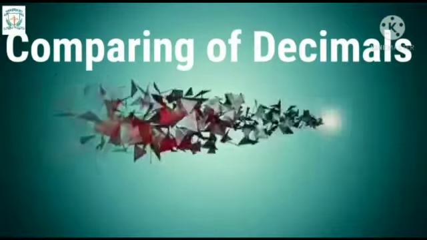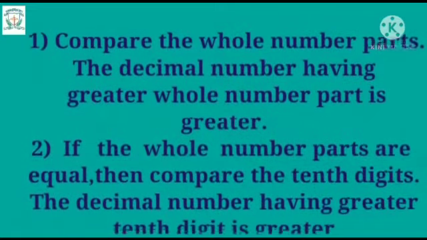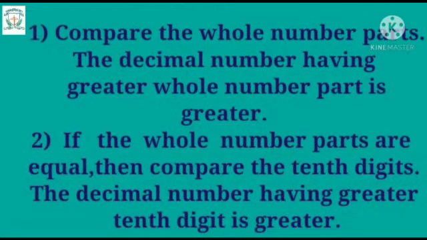Comparing of decimals. To compare decimal numbers, we convert unlike into like decimals. Then we compare their whole parts and decimal parts with the help of the rules. Rule 1. Compare the whole number parts. The decimal number having greater whole number part is greater.